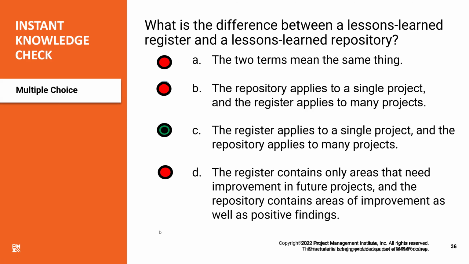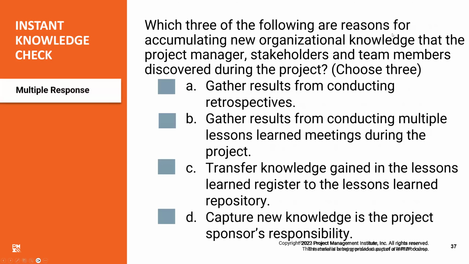Very good. Very right. Which three of the following are reasons for accumulating new organizational knowledge that the project manager, stakeholders, and team members discovered during the project? Choose three. Gather results from conducting retrospective. Gather results from conducting multiple lesson learned meetings during the project. Transfer knowledge gained in the lesson learned register to lessons learned repository. Capture new knowledge is the project sponsor's responsibility. First three, A, B, C. ABC, right? Because the sponsor thing is not right.